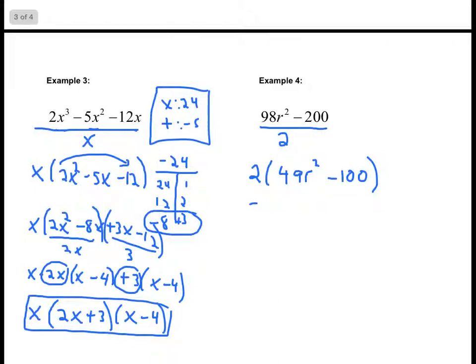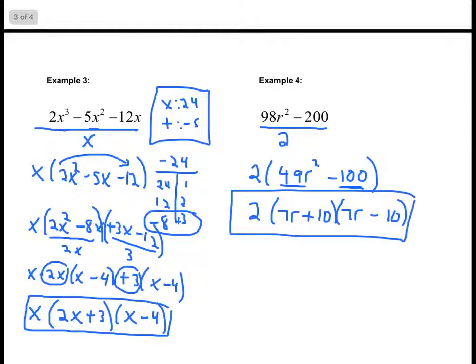So I will bring the 2 in front. And I think you should know how to do this by now. Take the square root of this, you get 7r, put it here. Take the square root of that, which is 10, and put that in both places, and then put a plus sign and a minus sign. And that should be your answer.